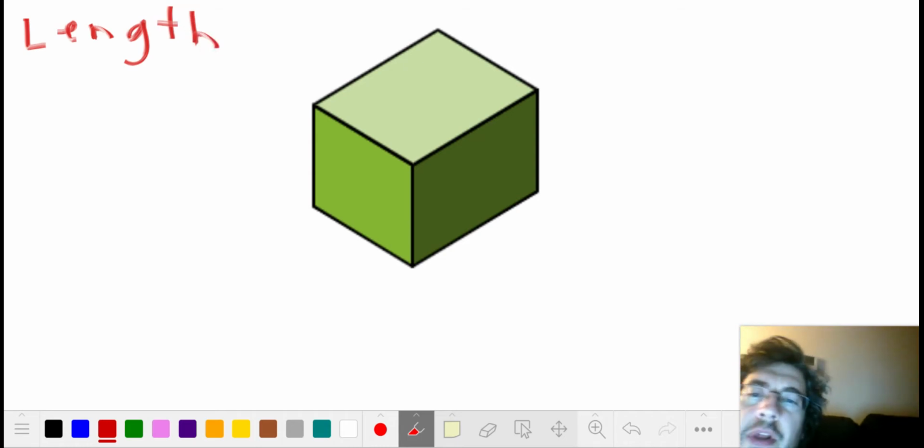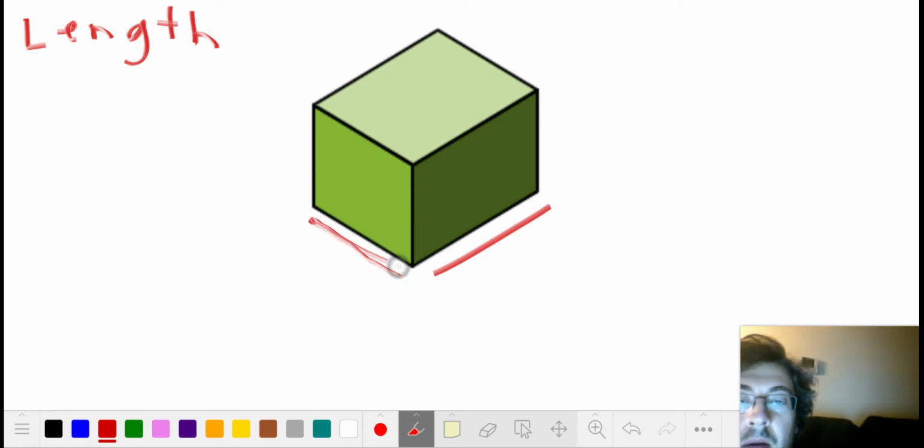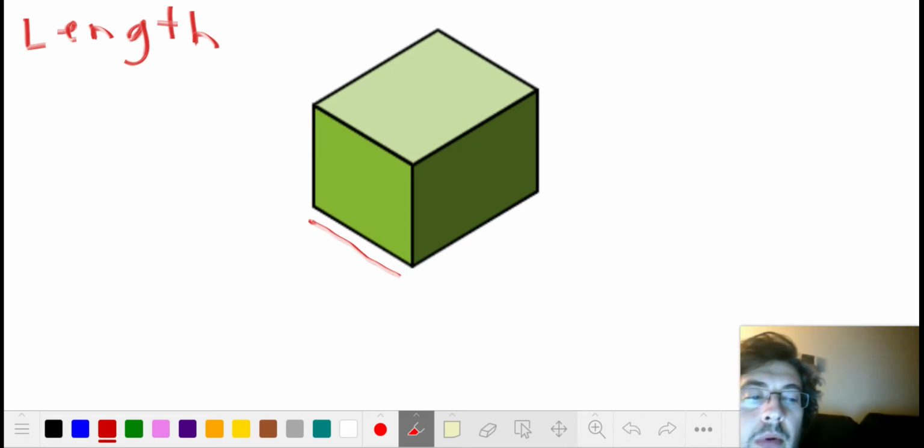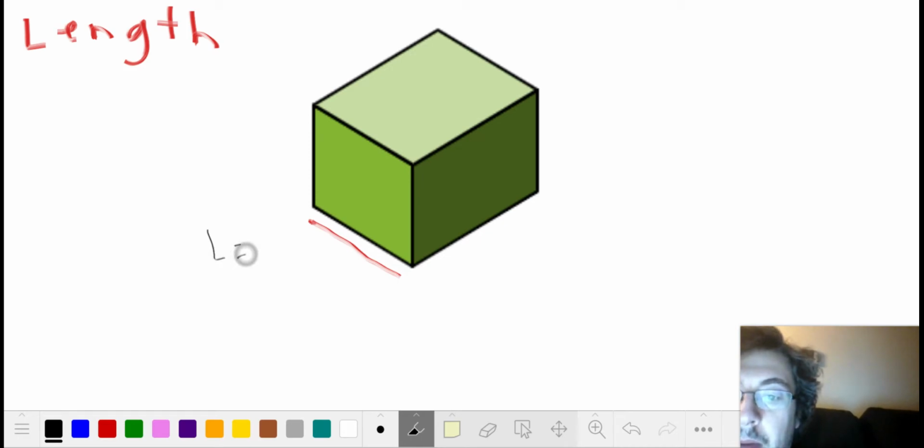And guys, usually when you see an object like this, this side will be named the length. But it doesn't really matter whether this side or this side is named the length. Okay. But we'll name this side the length for the purposes of this video. So we'll say that the length here, or L for short, is, let's say, 3 meters. Okay.